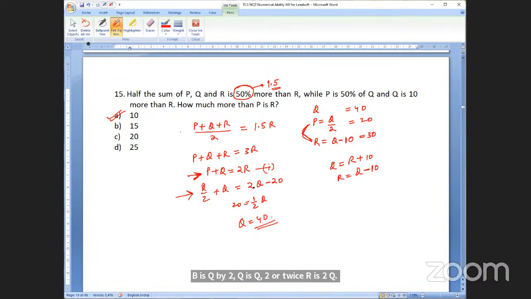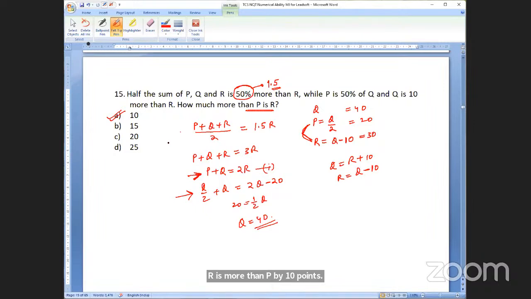Solve it. This is 1.5. 2 minus 1.5 is half. Half is 20. Q is 40. P is 20. R is 30. Now they are asking how much more than P is R. What is the difference between P and R? R is more than P by 10 points.